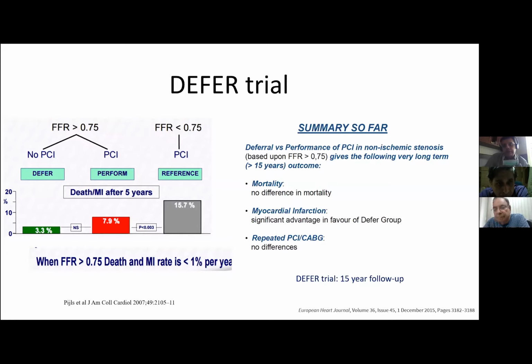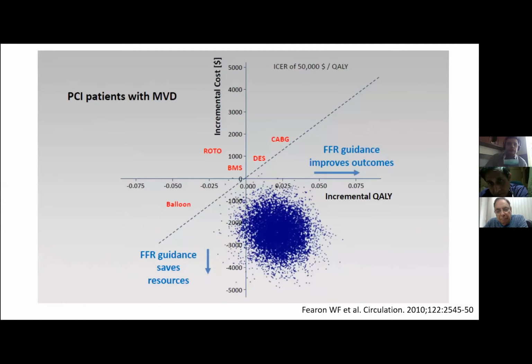So the DEFER trial, along with the FAME series of trials, established fractional flow reserve as the benchmark for the assessment of coronary physiology. The initial tests were done against three known standard stress tests: dobutamine stress echo, stress thallium, or a bicycle ergometer. That's how FFR technology has evolved over the past 20 years or so.